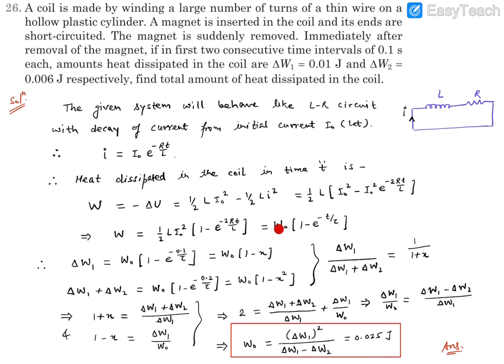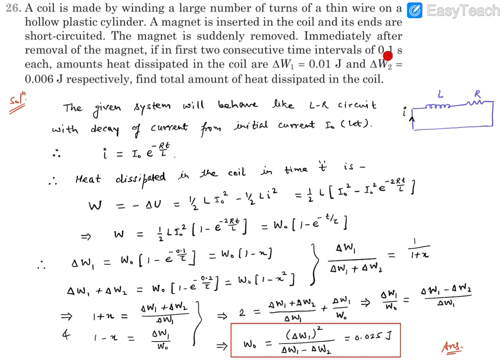So W naught is going to be the total amount of heat dissipated, and this is what we need to find out. We are working as if there are two unknowns: one is W naught, another is tau, and some information has been provided to us. It says ΔW1 is the heat dissipated in 0.1 seconds, so we put t as 0.1 and W as ΔW1. So ΔW1 becomes W naught within the bracket 1 minus e raised to the power minus 0.1 by tau. Now let's consider e raised to the power minus 0.1 by tau as another variable, x, so it simplifies to W naught within the bracket 1 minus x.